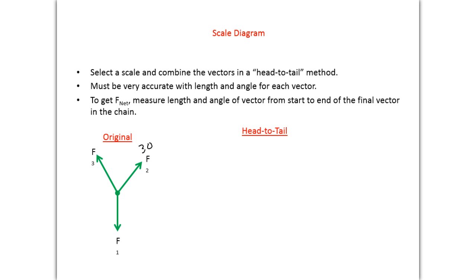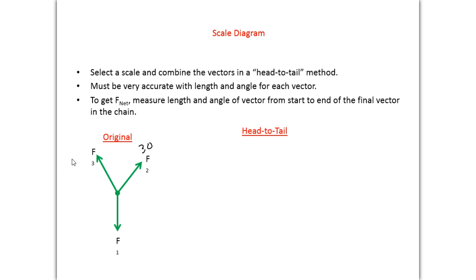If you're going to use a scale diagram, you have to select the scale and combine the vectors in the head-to-tail method. So a scale could be 1 centimeter equals 5 centimeters. It would depend on the diagram given to you, the situation, and we'll practice this in class. But I want to go over just the process right now. You've got to be very accurate with the length and angle for each vector, so you have to be careful when you're doing it by the scale diagram method. To get the overall force, you have to measure the length and angle of the vector from the start to the end of the final chain.